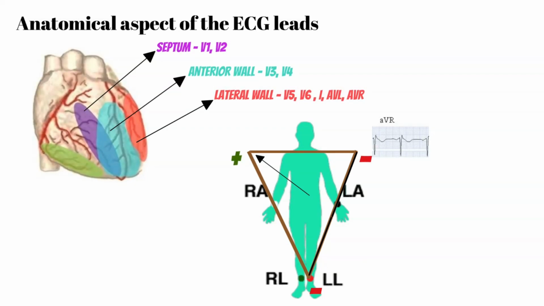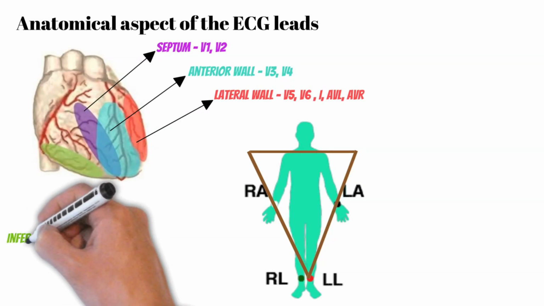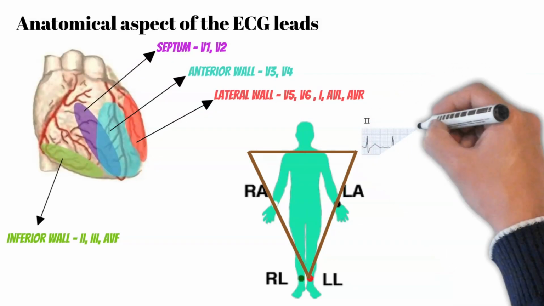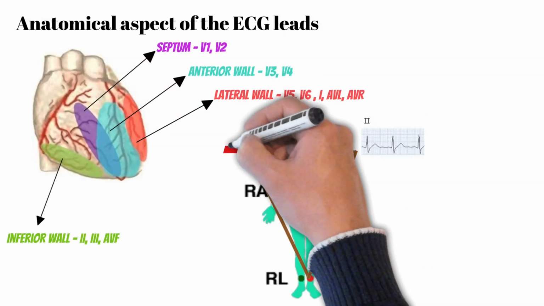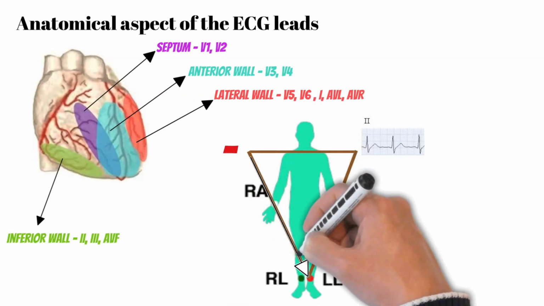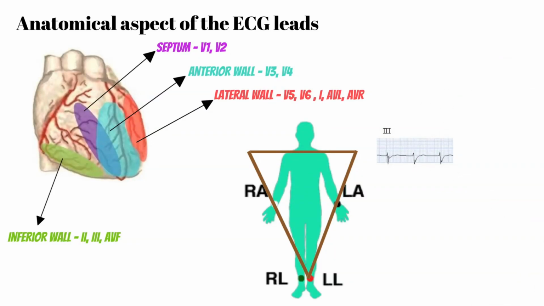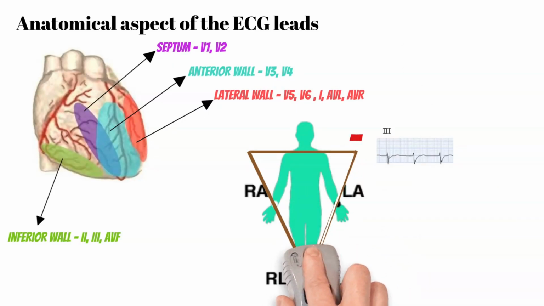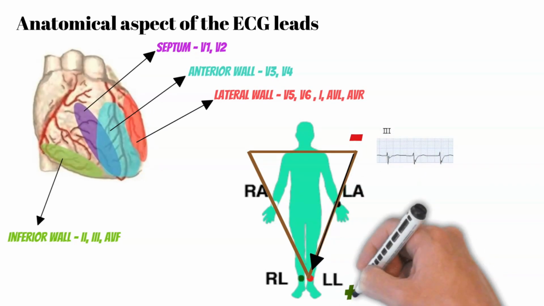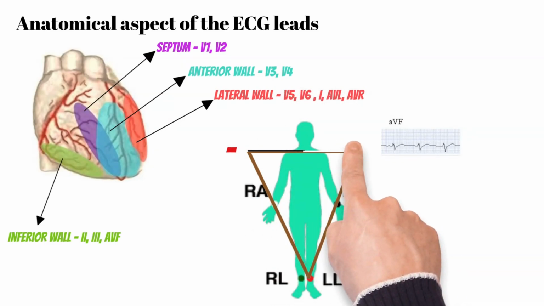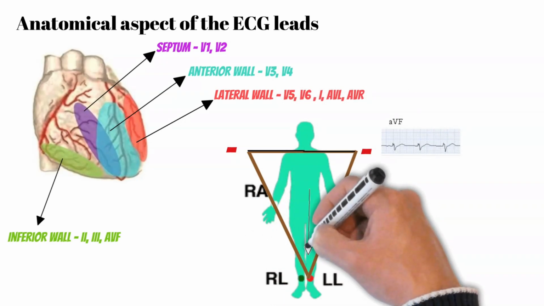Alright, how about lead 2, lead 3, and AVF? They are called inferior limb leads, and they primarily observe the inferior aspect of the left ventricle. Lead 2 is calculated by analyzing activity between the right arm and the left leg electrodes. And then lead 3 is calculated by analyzing activity between the left arm and left leg electrodes. And then AVF is calculated by analyzing activity between right arm plus left arm towards left leg.